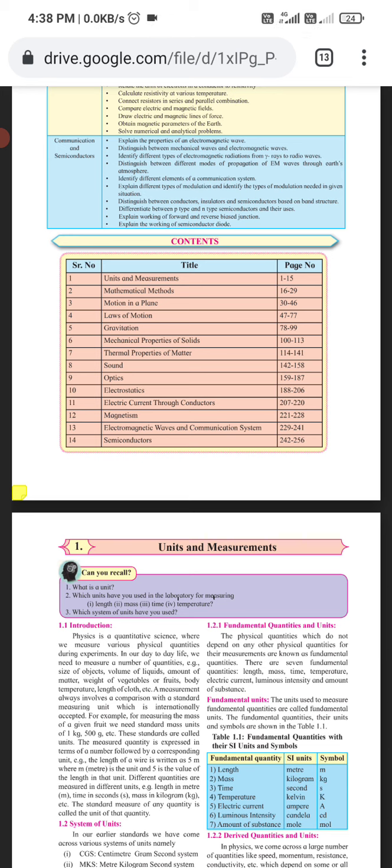Today we are going to study physics. The name of the chapter is units and measurement. Up to 10th standard, you know how to measure by using the scale.